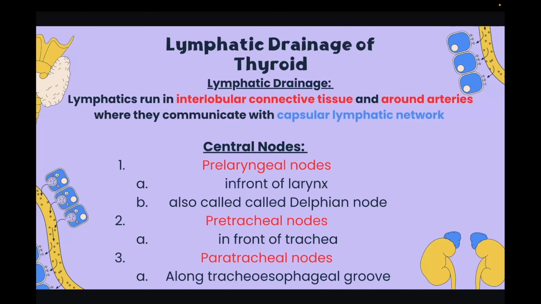Now we're going to talk about lymphatics. The lymphatics run in the interlobular connective tissue, around the arteries, where they communicate with the capsular lymphatic network.